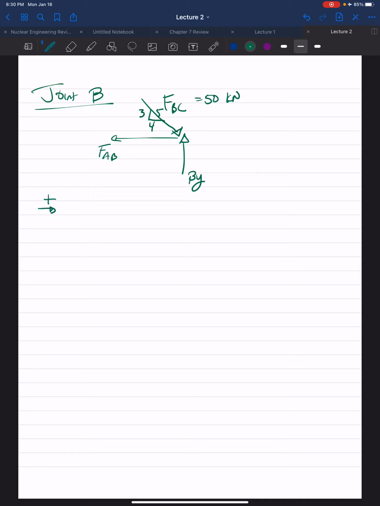So using our equations of equilibrium, sum of our forces in the x direction equals 0. We have your FBC, positive x direction. We want the x component, that's the 4/5, minus your FAB equals 0. Solve that out. FAB is equal to 40 kilonewtons and is pulling from the joint B, so it's in tension. Now the question asked us, what is the average normal stress in each of the 20 millimeter bars?